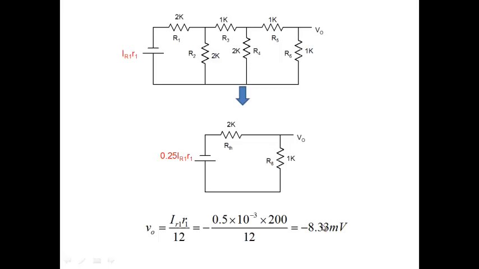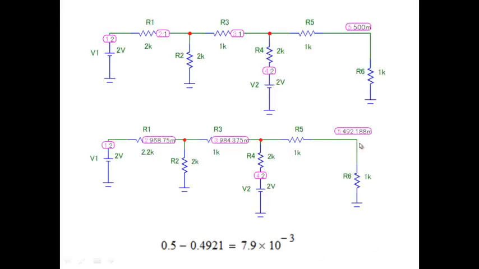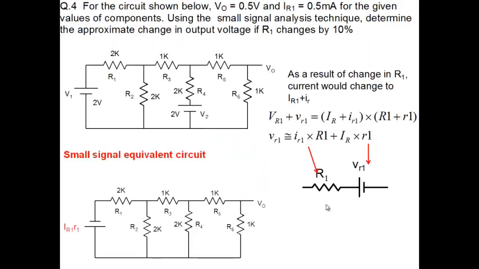Small signal analysis is always an approximate analysis. It's an approximate answer that you're getting, but it's not far. This is 8.33 millivolt, and the voltage there is 7.9. Here also it is minus, by the way. This is 0.492. So the point is, you can do small signal analysis not just due to an extra source in the circuit, but also to find out what happens if a component value changes.